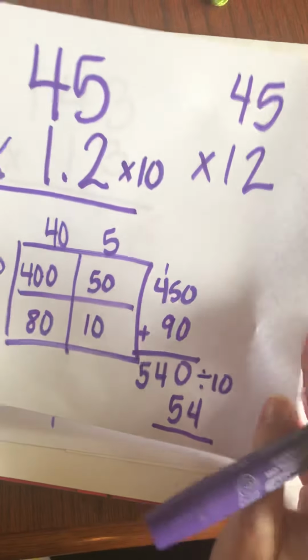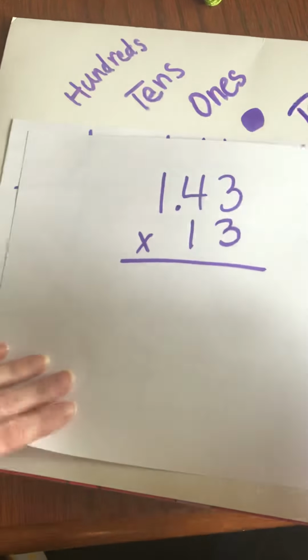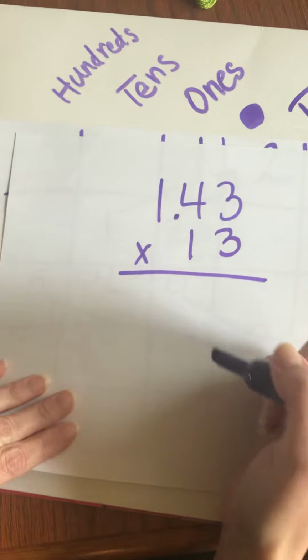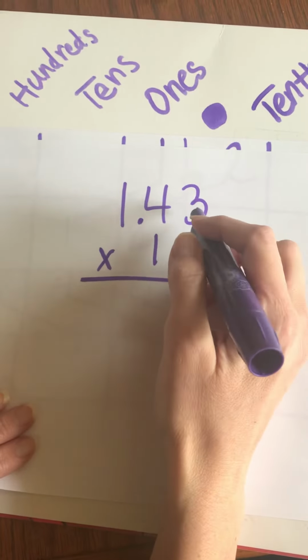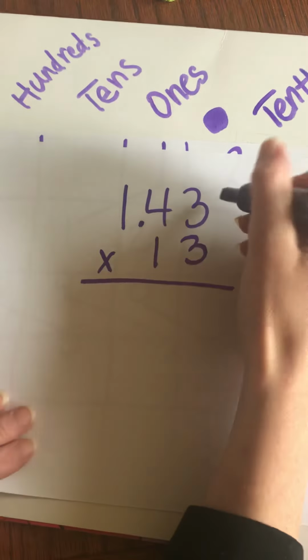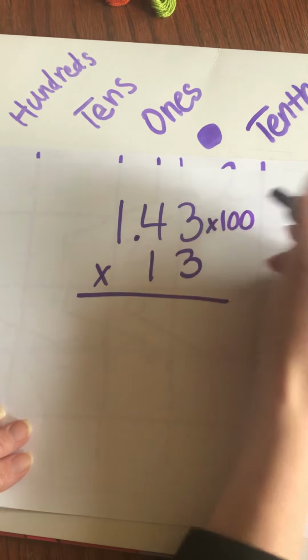Now we're going to try one more. This time I've got 1 and 43/100 times 13. So I'm going to do the same thing, but since I've got two places after the decimal point in the hundredths, I'm going to multiply it by 100.